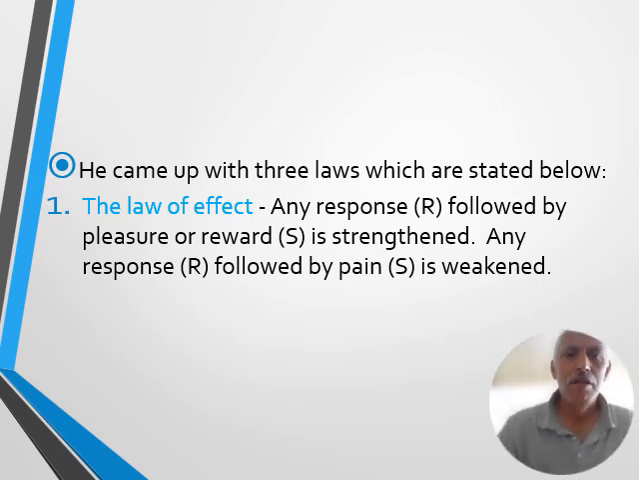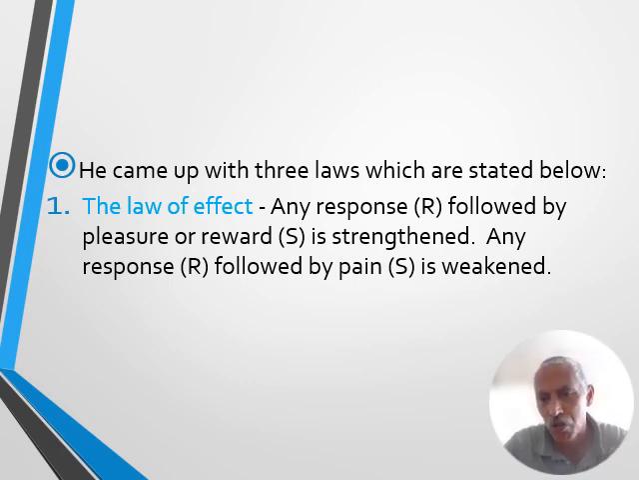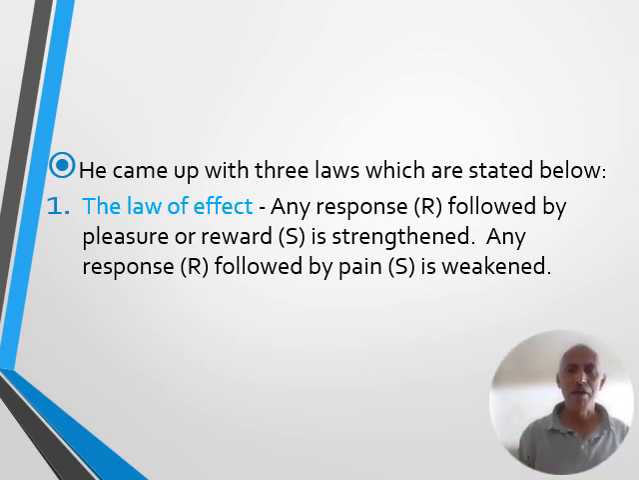So Thorndike came up with 3 laws. He comes up with 3 very important laws, which I kind of like. The first one is what's called the law of effect. Any response followed by pleasure or reward is strengthened, and any response followed by pain is weakened. So I behave in a certain way, I get some kind of reward. I would say there's a reward if I behave this way, so I get to learn that. So I behave, I receive reward, I behave, I receive reward, and that behavior will be strengthened.